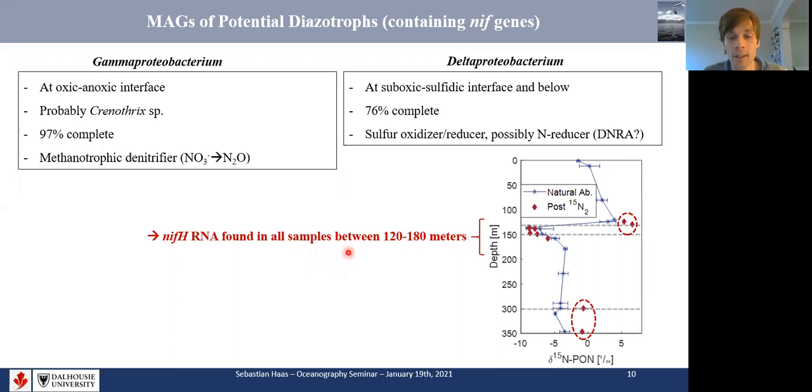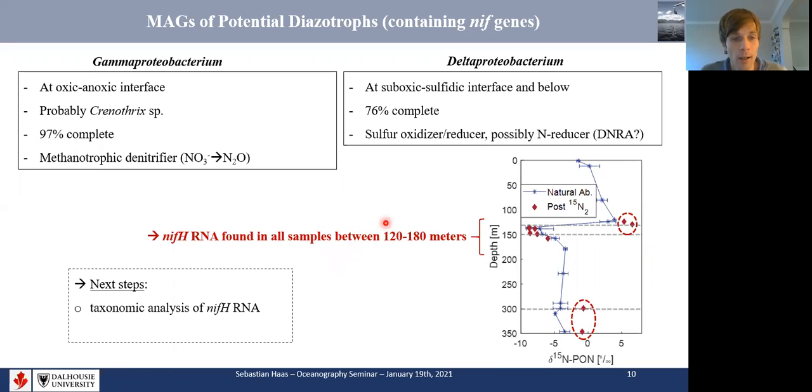active nitrogen fixation. Still, it's fairly early days on this, so next steps would be to analyze the taxonomy of these nifH genes, which might enable us to link them back to these MAGs if this RNA is found that is associated with the DNA from these MAGs. And the second one would be to try to replicate these incubations, since we haven't done very many of these 15N incubations so far.